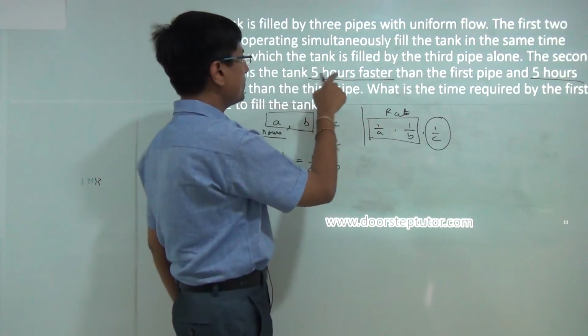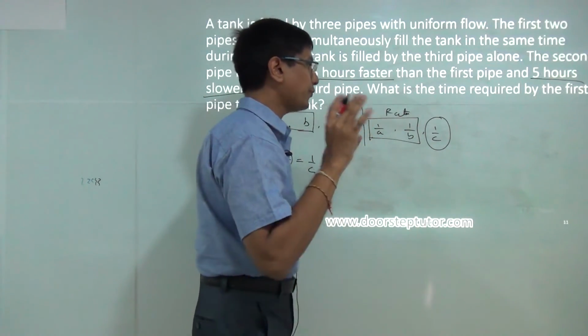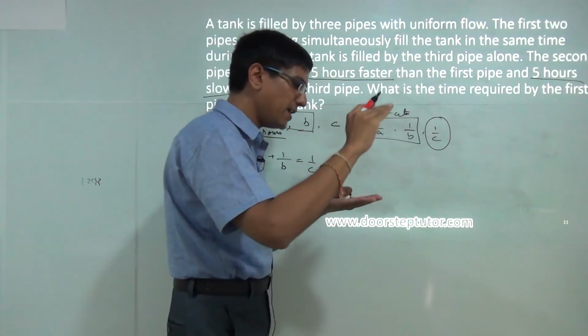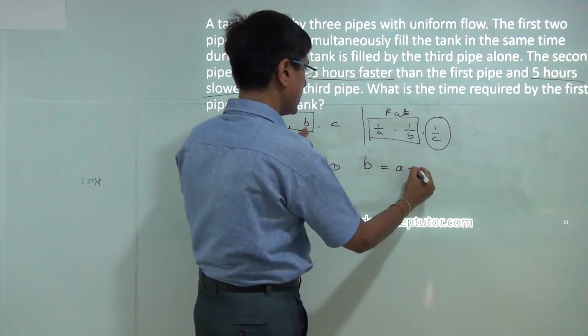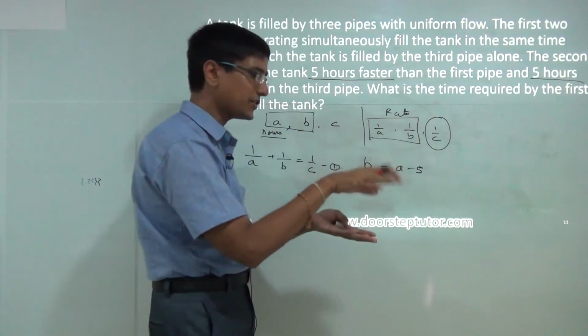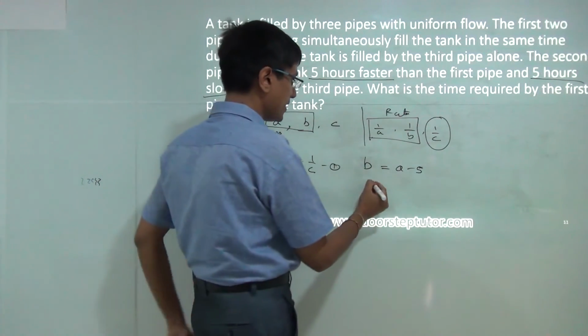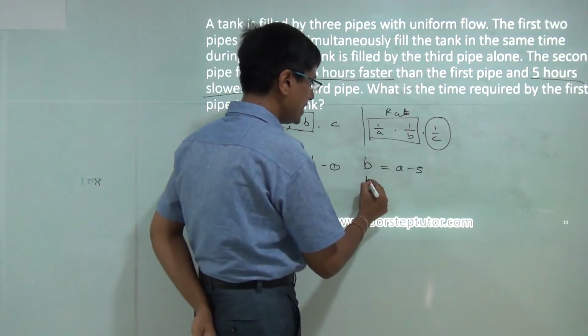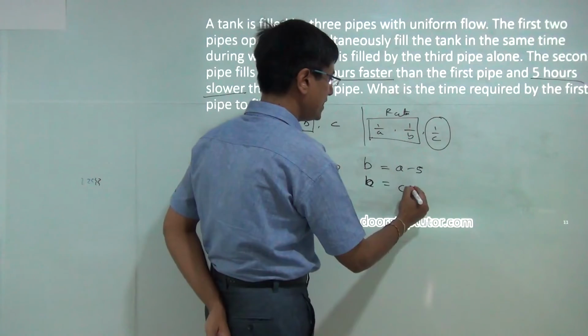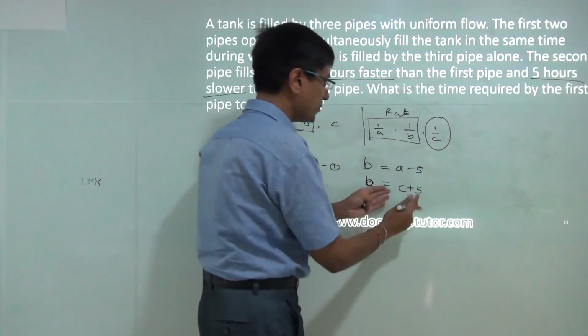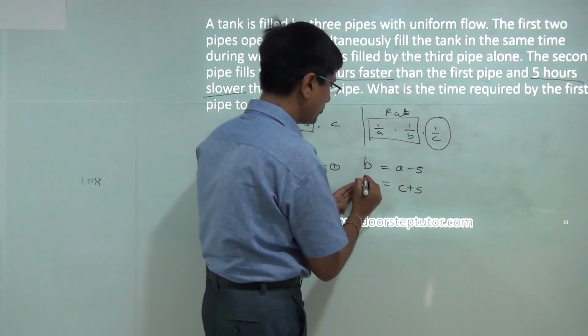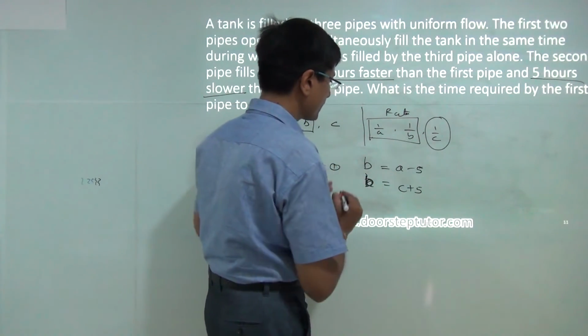The second pipe fills the tank 5 hours faster. So it uses 5 hours less than A. So B is equal to A minus 5. It is 5 hours faster. It uses 5 hours less. And also B is C plus 5 because it takes 5 hours more than C, right? So if I add 5 to C, this should be the time equal to B.